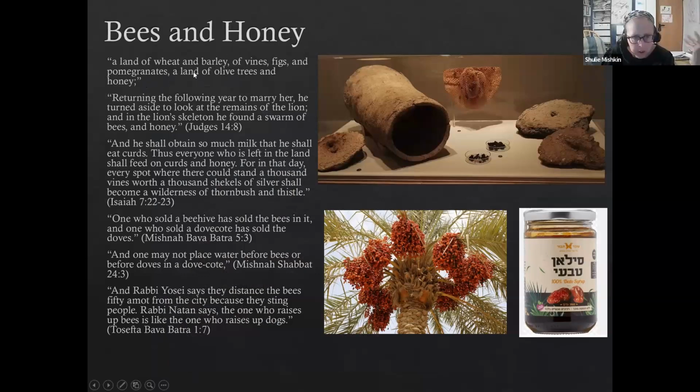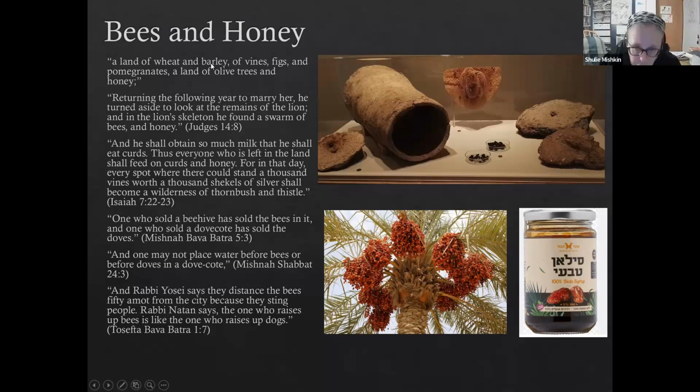Okay, but Devarim: a land of wheat and barley, vines, figs, and pomegranates, a land of olive trees and honey. All of these sound very familiar, except for honey, right? These are all agricultural products. These are all trees, bushes, whatever you want to call them, right? But where does the honey come in?